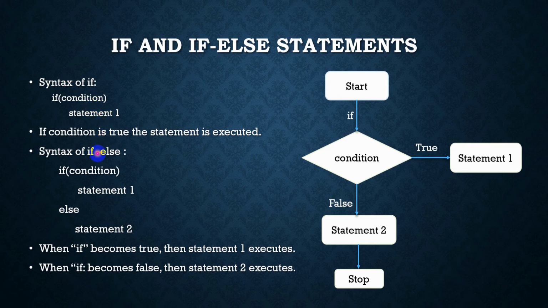The syntax of if-else is: we give the condition in the parenthesis and then we write the statement we want to execute, and then we write else, and then we write the other statement too. Understand this flow chart. If the condition is true, then it executes statement 1. If the condition is false, then it executes statement 2. So understand this with the help of a C++ program.